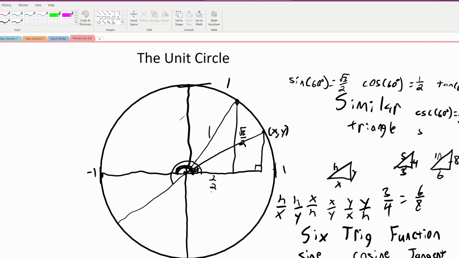And then for secant of 60 degrees, we'd get the ratio of 1 over our x. Now, since our x is 1/2, 1 over 1/2 is 2, or the reciprocal of our cosine. And then finally, for cotangent of 60 degrees, we want the reciprocal of the root 3 that we had before. So we get 1 over root 3, which is equal to root 3 over 3 once we rationalize.